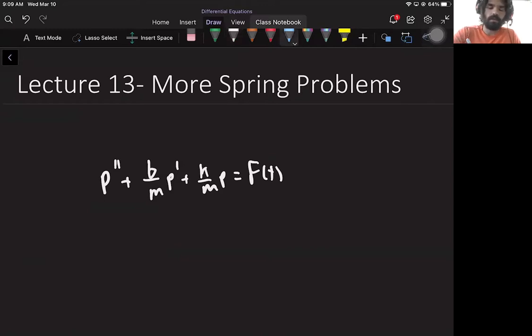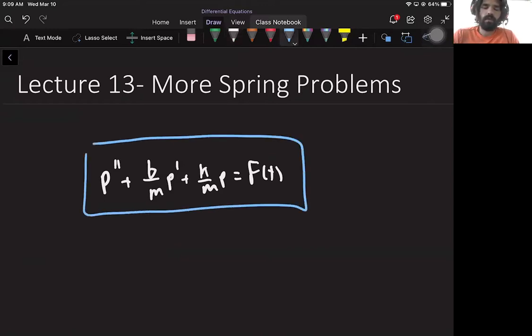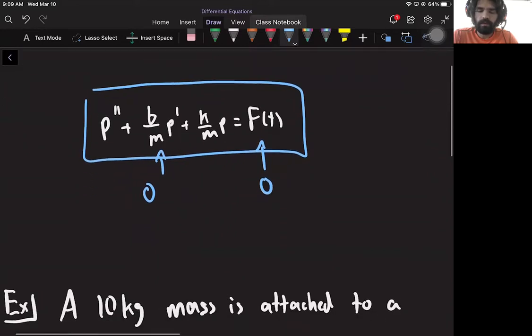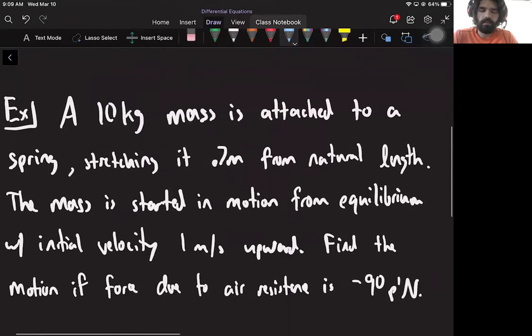So last time we saw that this is the differential equation telling us the position of the spring at any time t if there is air resistance and if there is an external force. But last time we said, what happens if there's no air resistance, so we made this 0, and no external force, we made this 0. This time we're going to bring everything in. So let's get started. Okay, so here is the first problem.